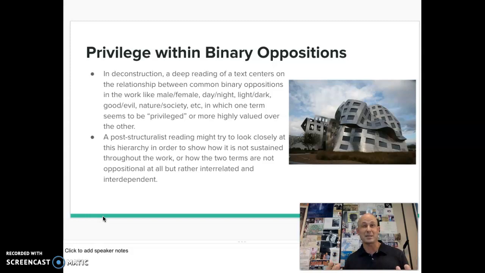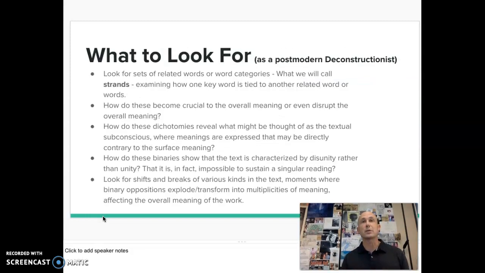I don't know if that makes any sense or not, but it just starts to reveal, again, where does the tension lie? Where's the power struggle? That's where it really gets interesting. So some things to look for here.